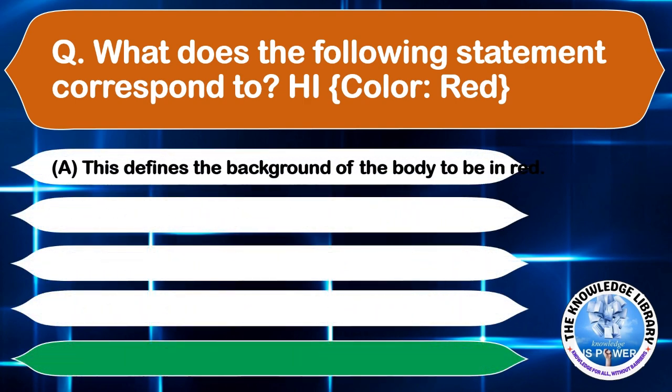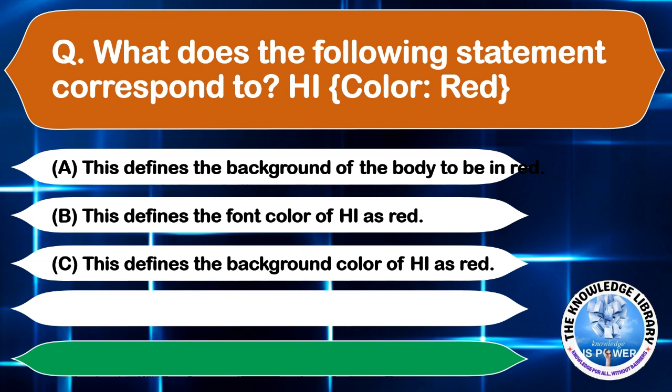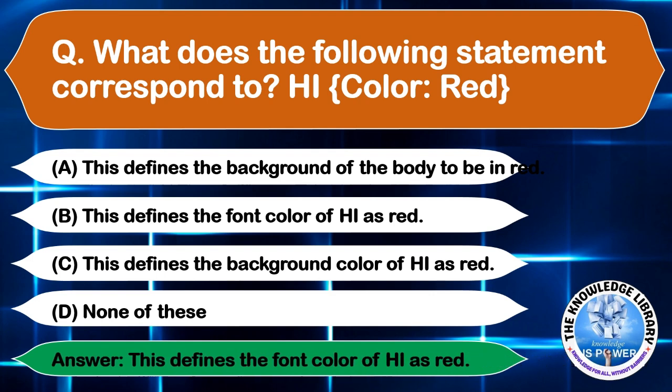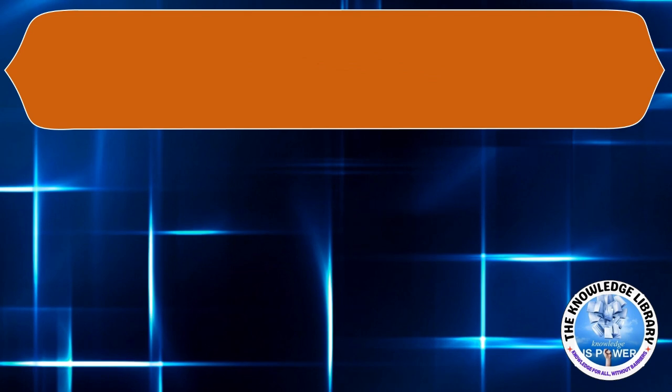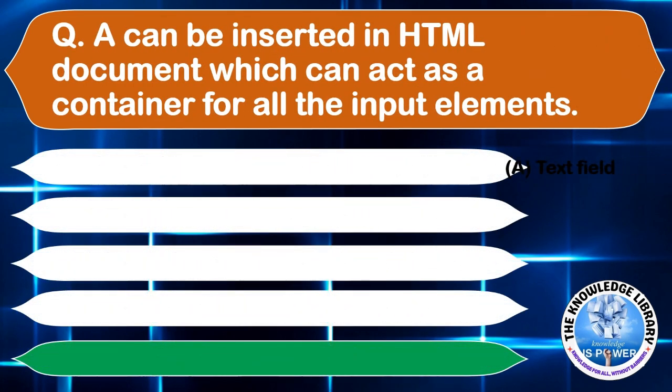The next question is, what does the following statement correspond to? Option A, this defines the background of the body to be in red. Option B, this defines the font color of H1 as red. Option C, this defines the background color of H1 as red. Option D, none of these. The correct answer is this defines the font color of H1 as red.